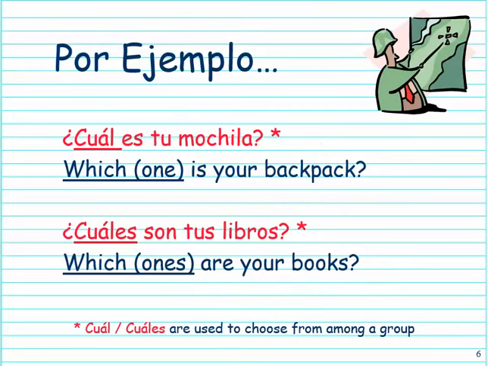Okay, now for some example sentences. Por ejemplo, ¿cuál es tu mochila? Which one is your backpack? ¿Cuáles son tus libros? Which ones are your books? So cuál would be the singular when you were only speaking of one thing, for example, backpack. And cuáles would be the plural for when you're speaking of more than one thing. For example, in this case, libros.